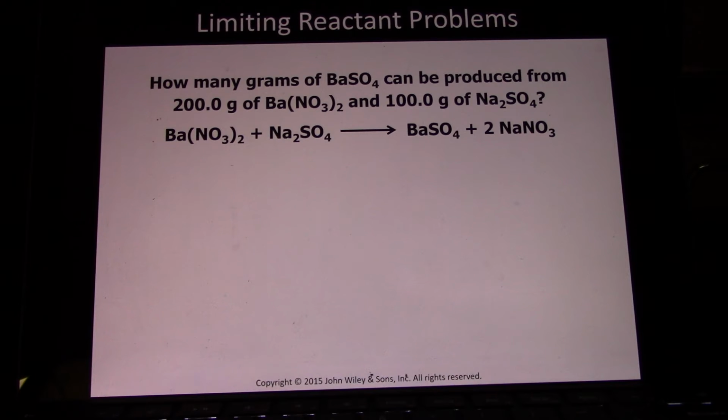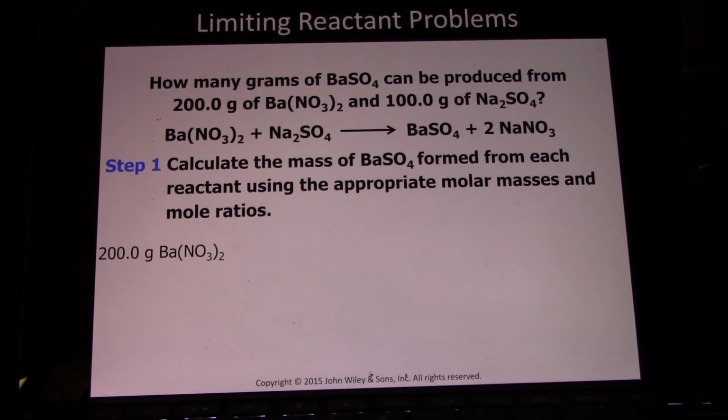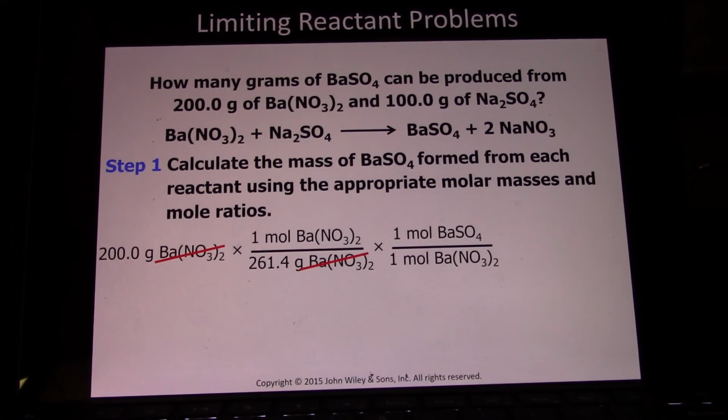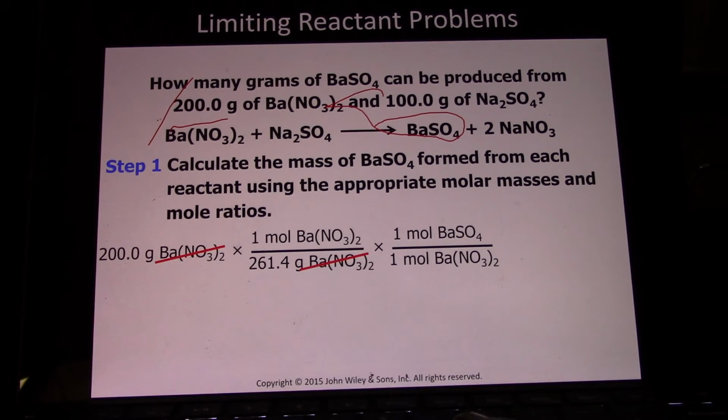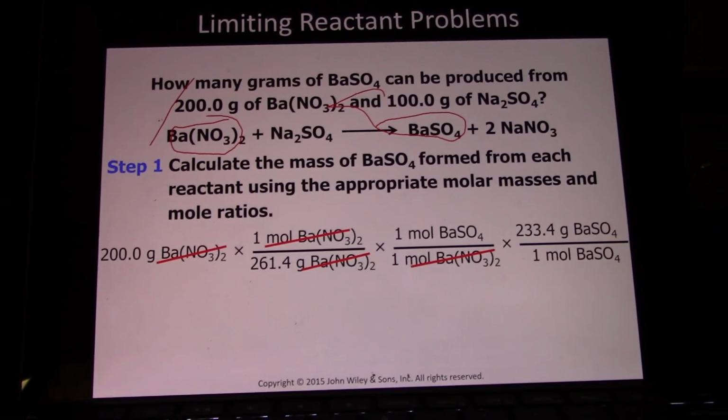How many grams of barium sulfate can be produced from 200 grams of barium nitrate and 100 grams of sodium sulfate? Again, work them both through. Convert grams to moles, and again, the molar mass of barium nitrate. You have 1 barium, 2 nitrogens, and 6 oxygens. And it's a 1-to-1 ratio. We produce 1 mole of barium sulfate for every 1 mole of barium nitrate consumed. Convert back to grams. A barium, a sulfur, and 4 oxygens is 233.4 grams per mole. And we get 178.6 grams product.